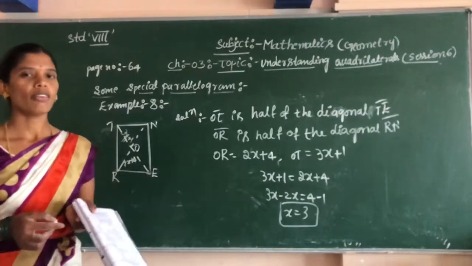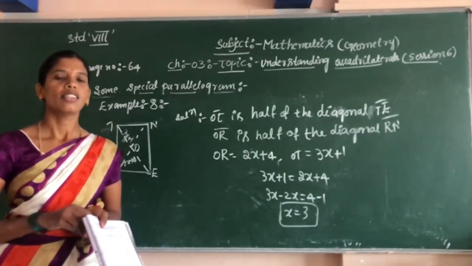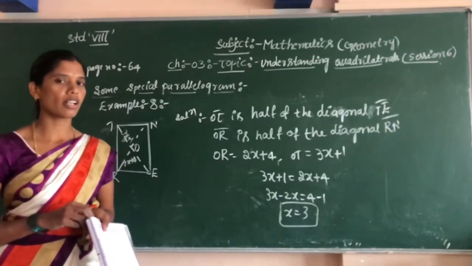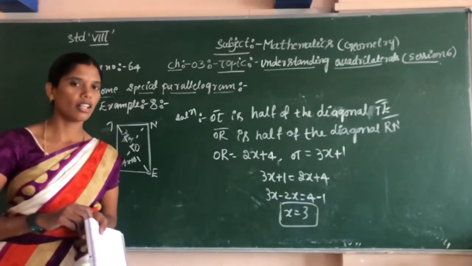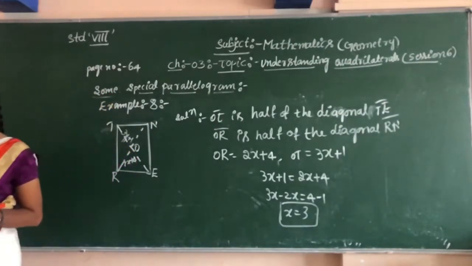Now next we shall go to the square. Children, a square is one of the quadrilaterals. All the sides are equal.